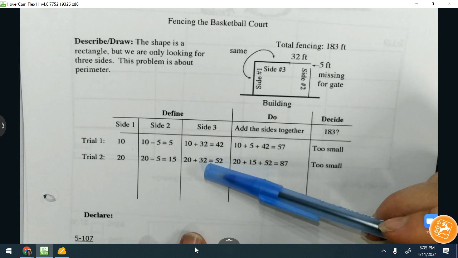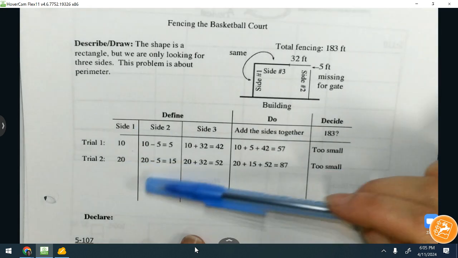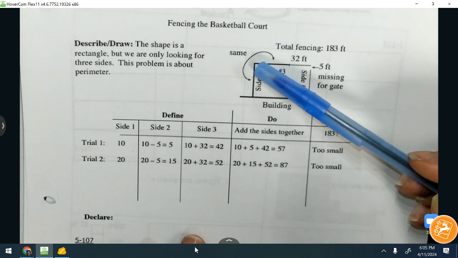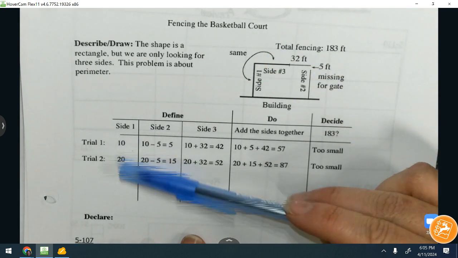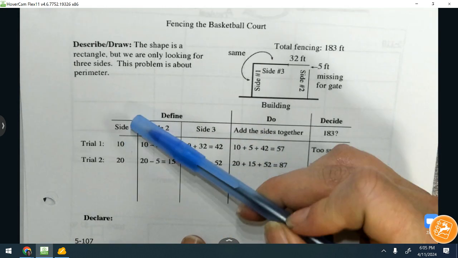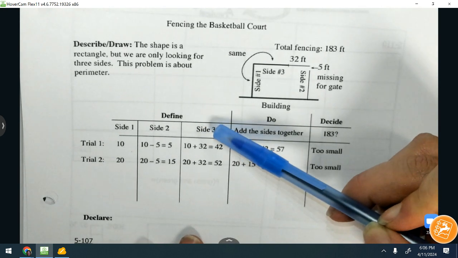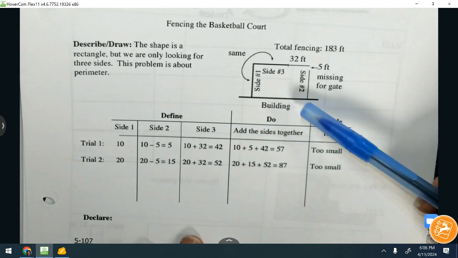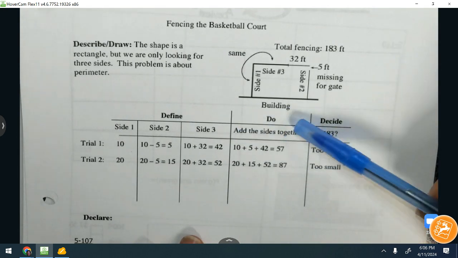For define right here, this section right here, we have 3 sides of the fencing. So there are 3 columns in this section. So we have side 1, 2, and 3. That's what we know, the information, and what we're going to use to find out. For the do, it says right here that we're going to add the sides together.